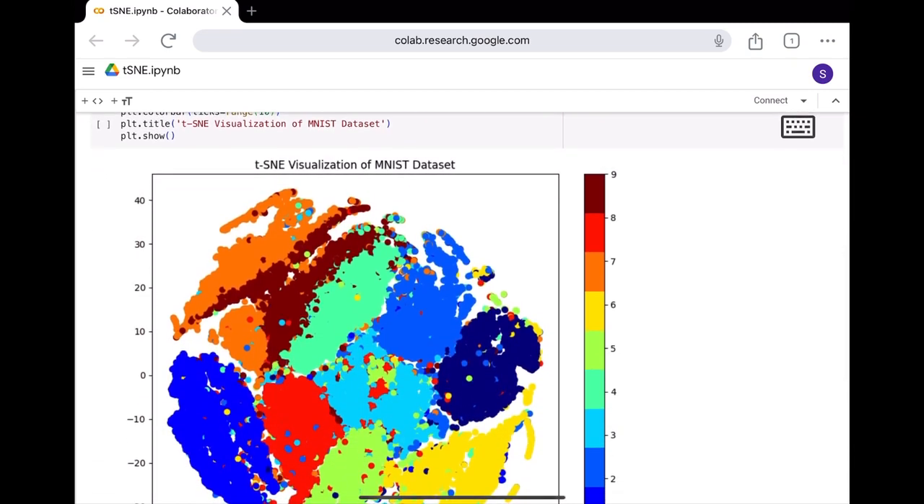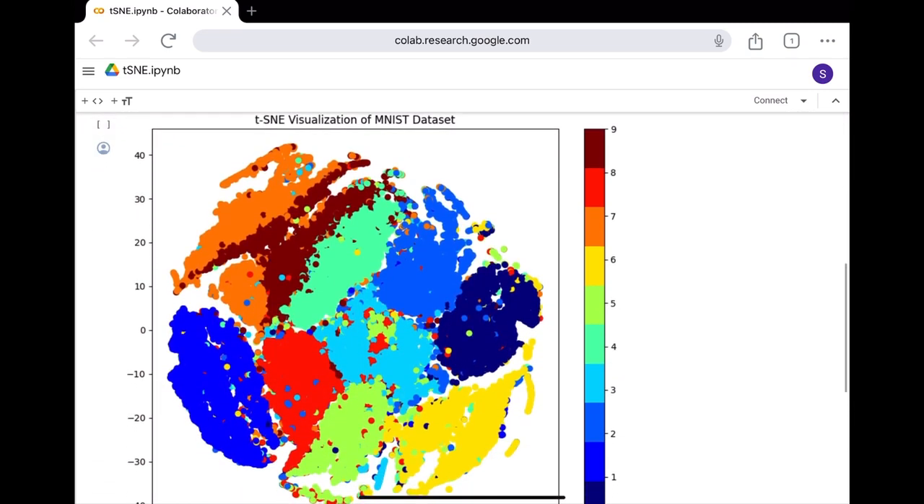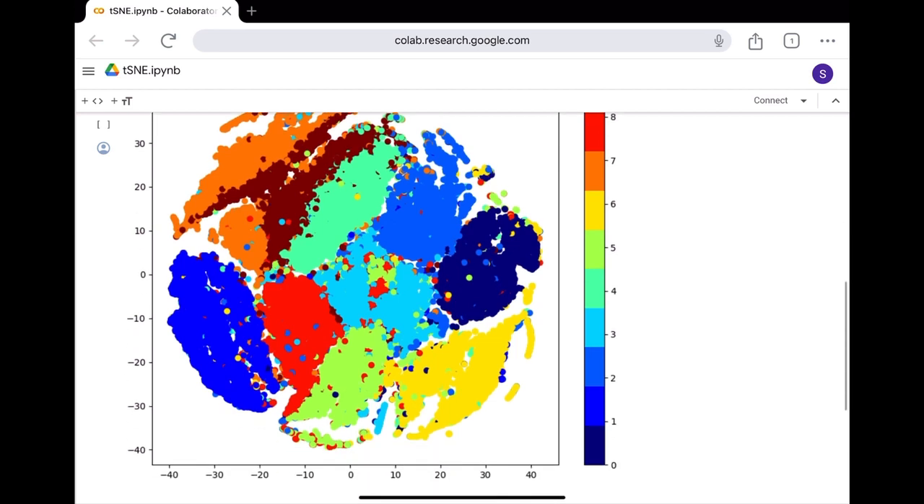And here, since we already know we have 10 classes in the MNIST data, the final classification classes are the digits from 0 to 9. So we have 10 classes, and here each color represents the identification of each class respectively.